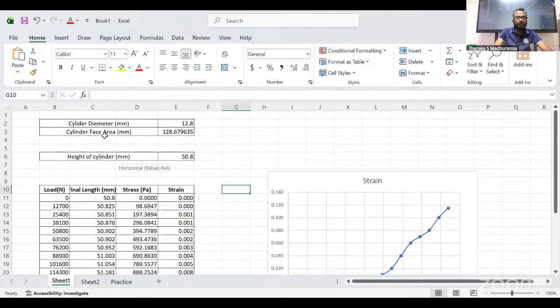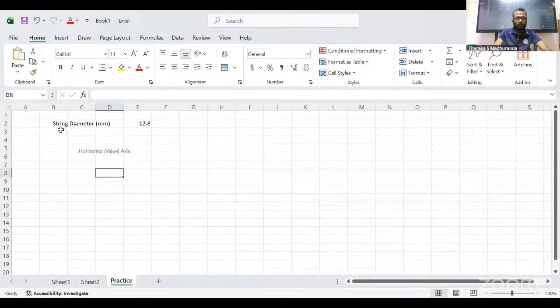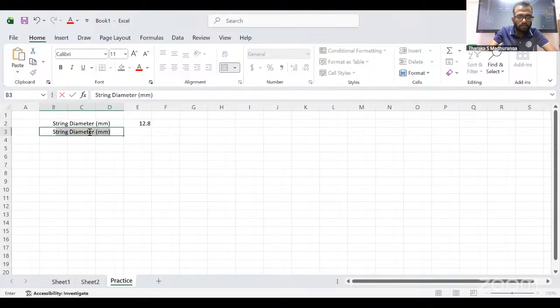Now the next thing is the string surface area. Again, I'm going to merge and center. String surface area, cross section area. Square millimeter is the unit, right? Square millimeter is the unit.